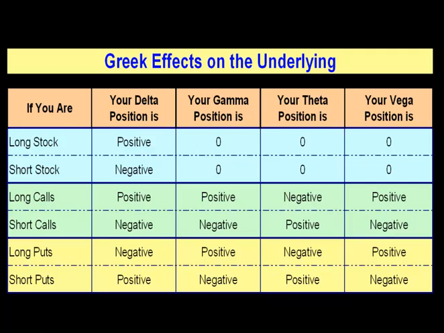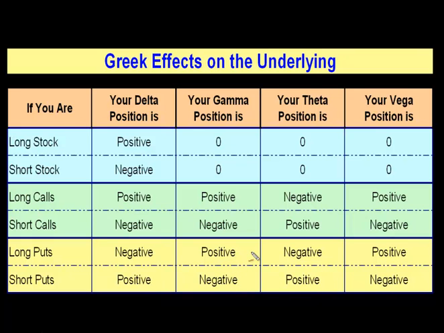How about calls? If we look at long calls, notice here that both your delta and your gamma are positive, which tells you that it works out well for your position. Your theta is negative and your vega is positive. If you're short calls, then naturally it's just the opposite. Same thing with puts. If you're long puts, you've got a negative delta and a positive delta if you're short puts. They're just the opposite.